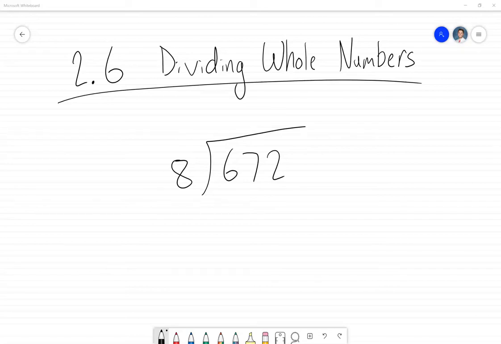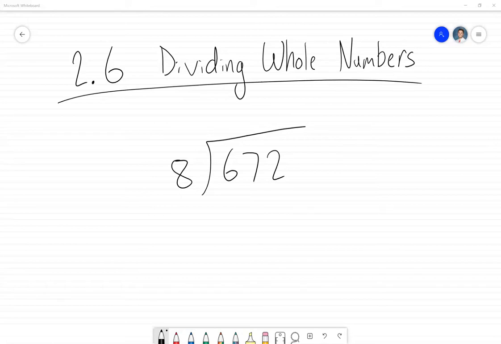All right, let's practice how to divide whole numbers. So let's start with 672 divided by 8. Remember that this question is saying how many groups of 8 go into 672 in this case. So that's what we are looking at in this question.